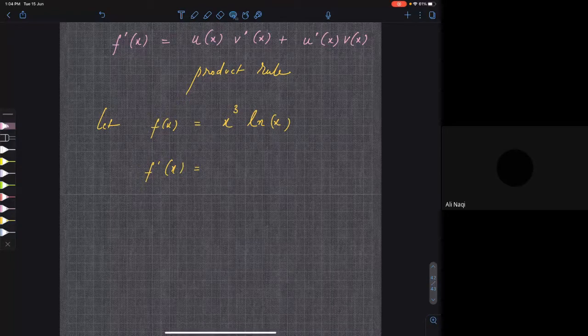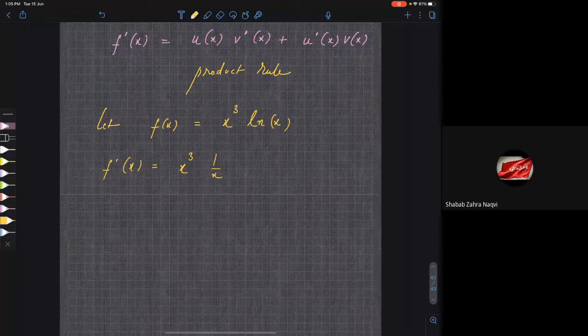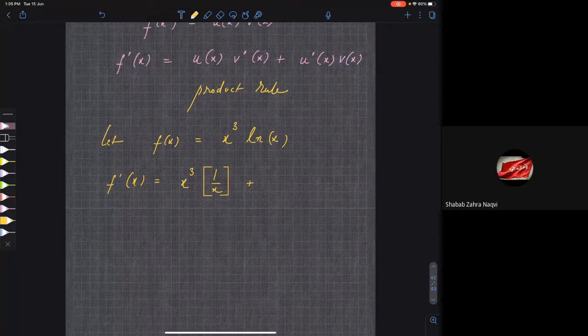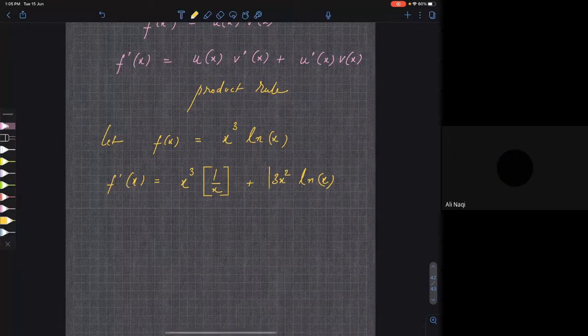So it is x cube, you keep as it is. You multiply with the derivative of log x, which is 1 by x. Whenever I am taking a derivative, I am deliberately writing it in square brackets so that you will not get confused. You need not write in square brackets, but I am writing just to keep it clear. Plus ln x I'll keep as it is. I'll multiply with 3x square. Clear? So this is how the product rule works.